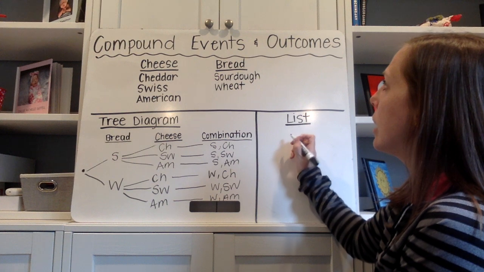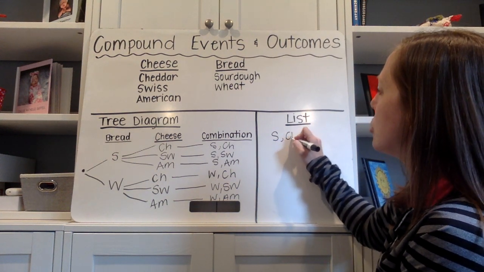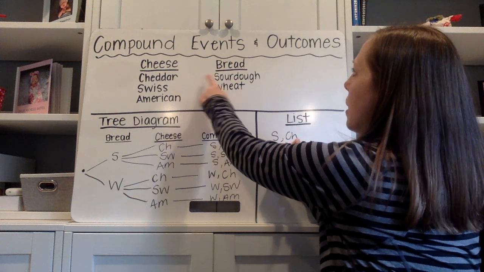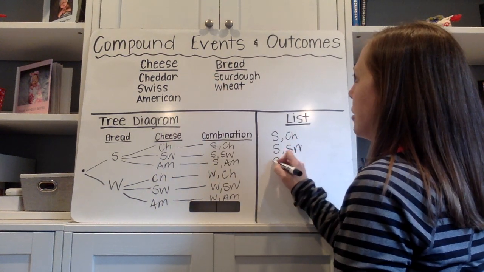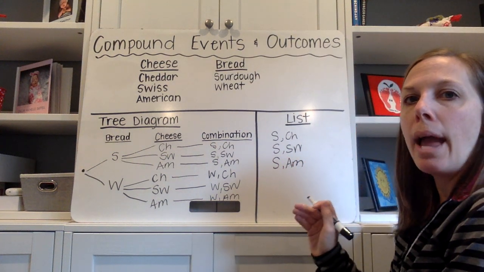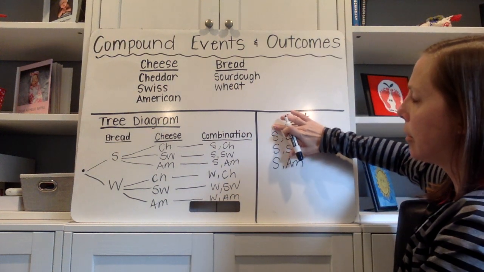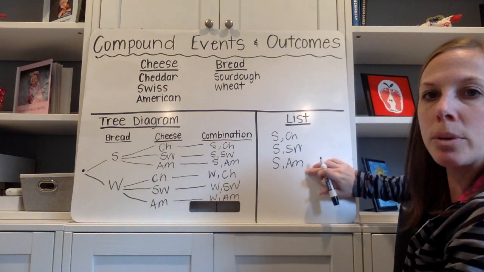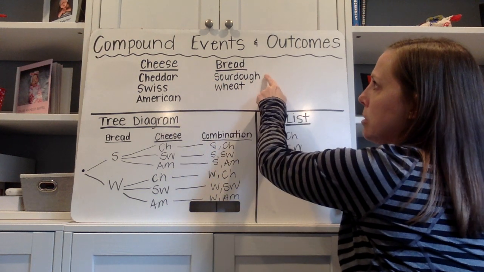But I could start and I could say, okay, if I choose sourdough bread, I could choose cheddar cheese. I could do sourdough bread with Swiss cheese. I could do sourdough bread with American cheese. So again, I start with one of my options and I say, okay, if I've chosen sourdough bread, here are my choices for cheese. That's every combination using sourdough bread.